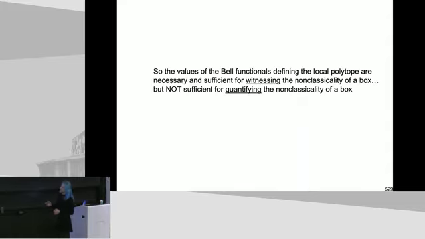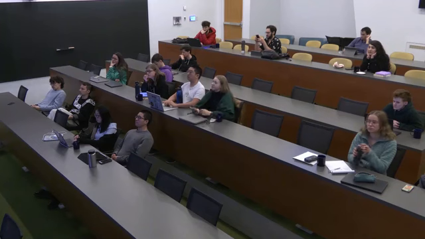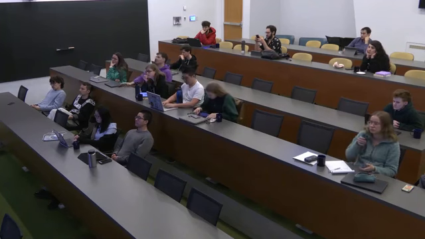So just summarizing again, the values of these Bell functionals that define the local polytope are necessary and sufficient for witnessing non-classicality, but not for quantifying it. So you need to find more monotones then, and we're not going to spend our time doing that, but you can find plenty of monotones in the literature. Here I just want to state a few interesting facts.